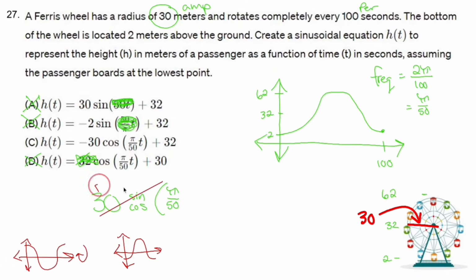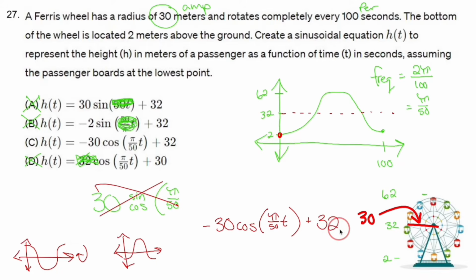Okay, so I could just get rid of all this. That's just sloppy. Negative cosine, so negative 30 cosine. If I'm starting at the bottom and I know it's negative cosine, I have no horizontal shift, so I'm not going to have anything added or subtracted to t. So that remains pi over 50 t. And if you're wondering, well, wait, where do these numbers come from? 32 is the midline. You always add the midline to the very end here.